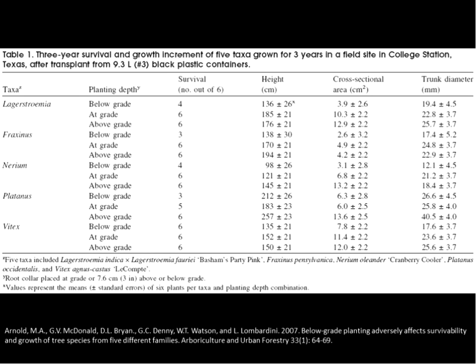But even those that survived, if you look over here, here's the height in centimeters. How tall did they grow? Even those 2/3 that survived, they only grew 130 centimeters versus 185 and 176 for those that were planted at the right height, or they came in the container at the right height and were planted properly. Same thing with the ash trees, 138 centimeters versus 170 and 194.